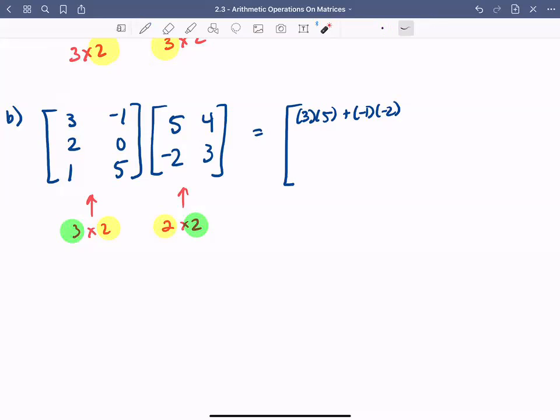To get to my next one, my second entry, I have my first row and my second column. This will be 3 times 4 plus -1 times 3. So 3 times 4 plus -1 times 3. And then you're just going to keep going from there.